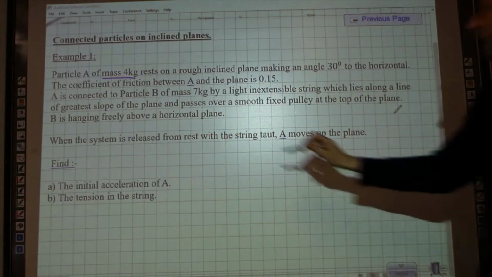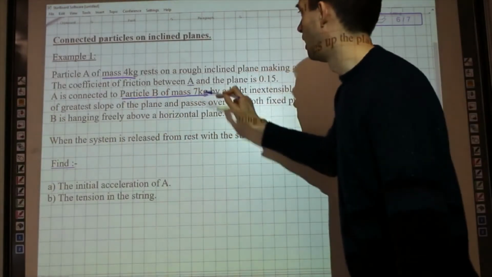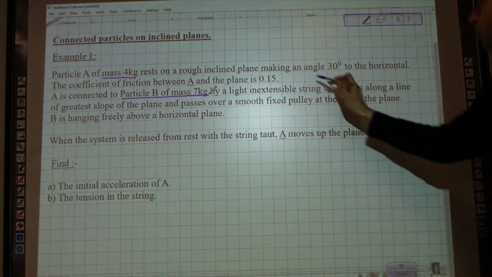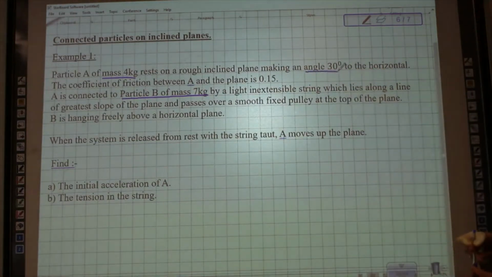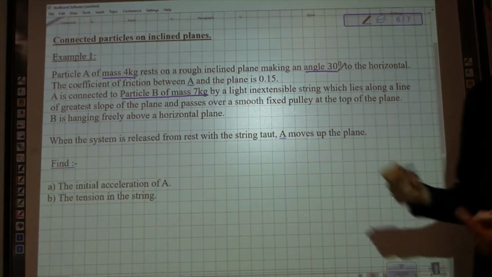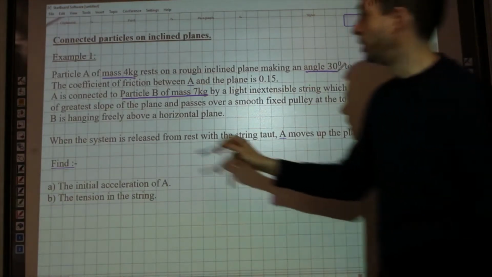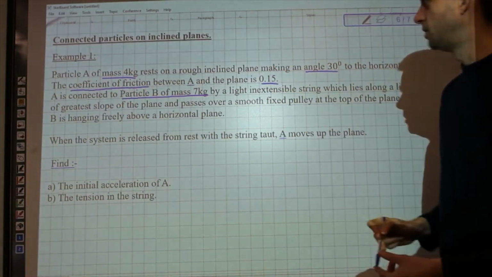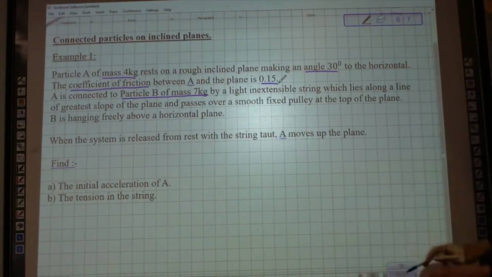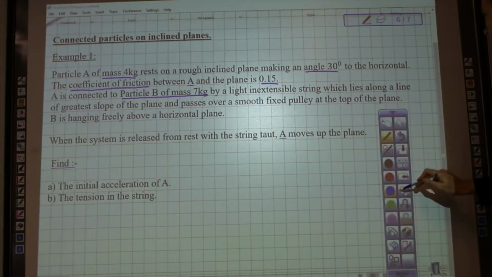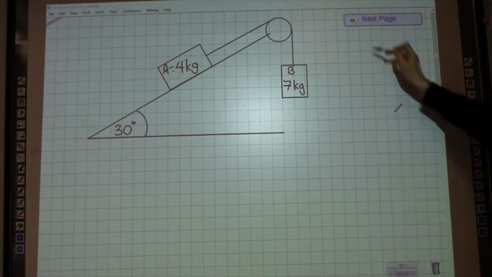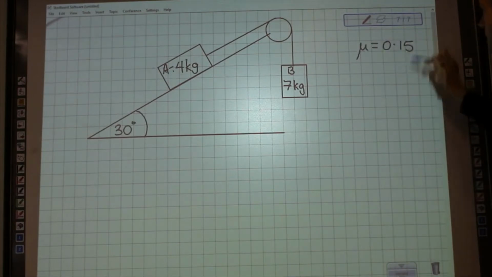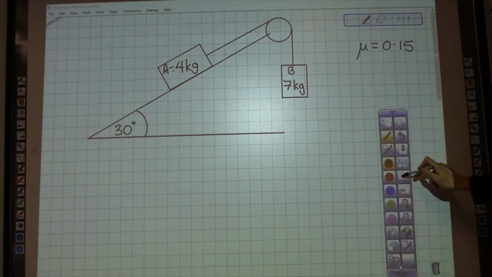So we've dealt with the fact that particle B of mass 7 kilograms is connected by a light inextensible string. We already dealt with the angle being 30 degrees. And I'm just going to make a note at this point that the coefficient of friction between A and the plane is 0.15. I'm just going to go to the next page there and make a note over here that mu, the coefficient of friction, is 0.15.